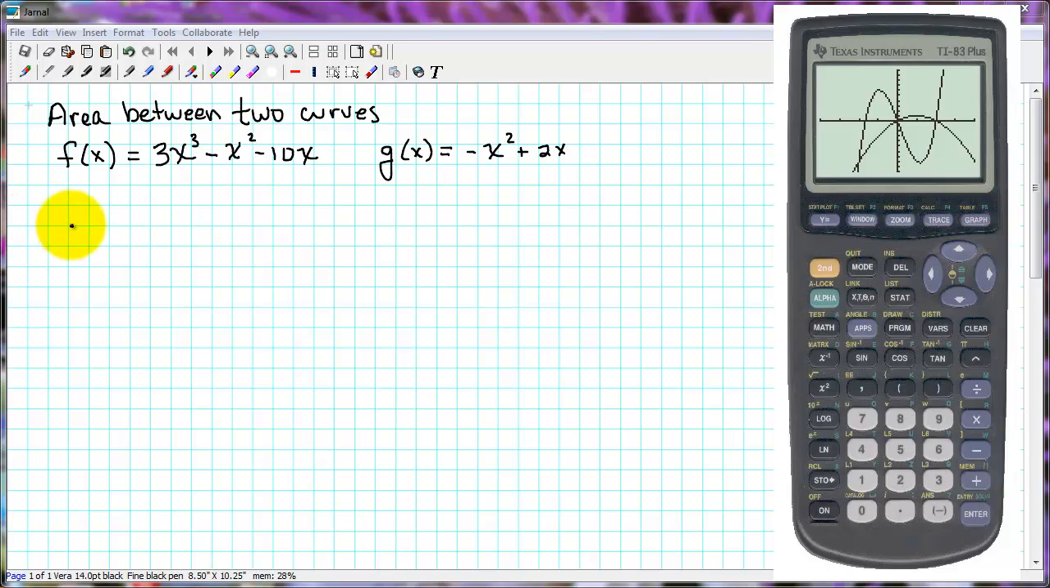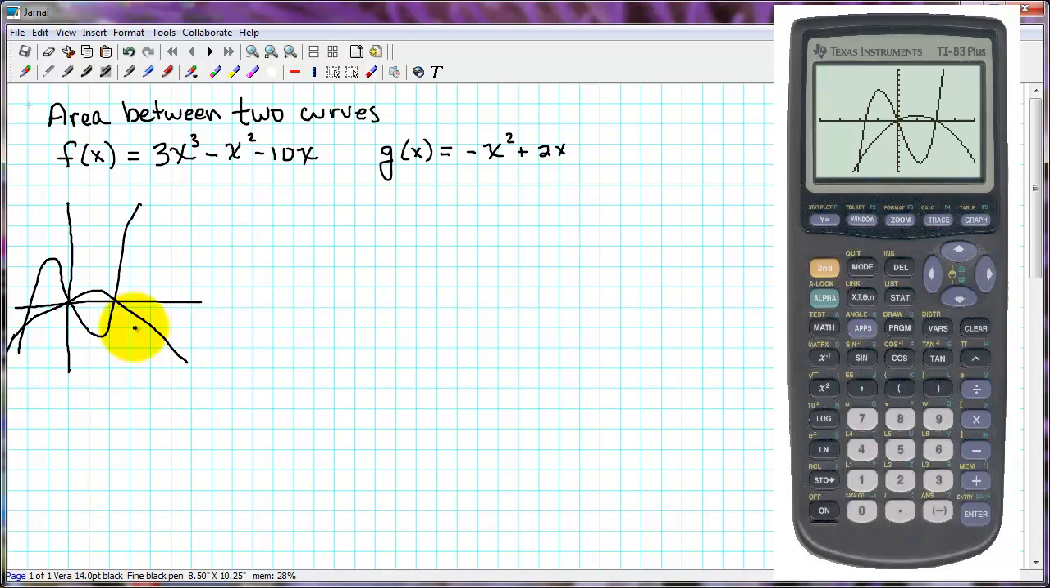So if I make a little sketch over here, we have our cubic, and we have our parabola here. Not a very good parabola. Probably should have done those in two colors. This is our g of x. This is our f of x. And we're trying to find the area between the two curves, so we are trying to find these areas here, there, and this area here.